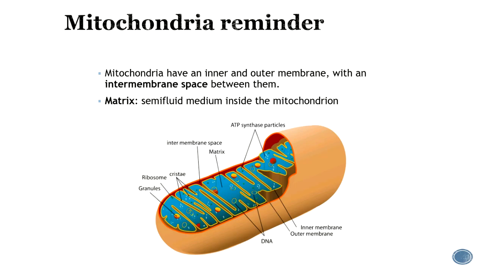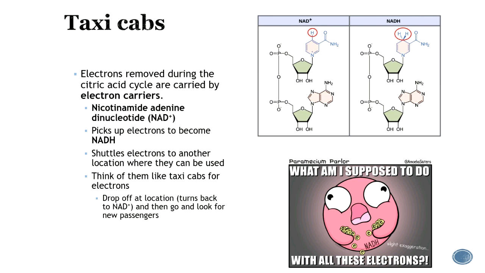So don't freak out. We'll go through each step. Don't worry. But let's just remind ourselves about the anatomy of the mitochondria. Remember, it's got a double membrane system. The matrix is the inside part, and there's an inner membrane and an outer membrane. Let's just refresh ourselves on the anatomy and how we're going to move these electrons around.